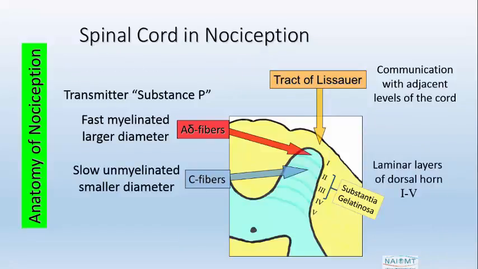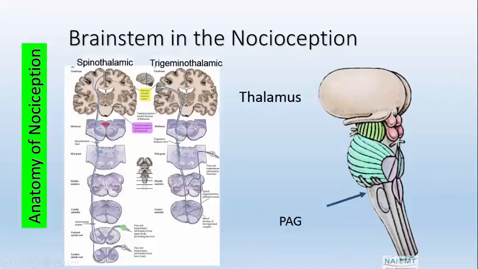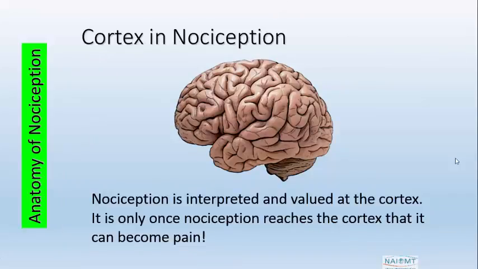The spinal cord is where the peripheral nerves end, coming in the tract of Lissauer, and then in the case of the A delta fibers, in the first lamina, or in the C fibers in the substantia gelatinosa, which is the second and third lamina of the dorsal horn. Once transmitted to the dorsal horn, that pain information is relayed up into the brainstem. Key areas of interest in this region are the periaqueductal gray and the thalamus. The spinothalamic tract is the primary pain pathway, and for the head, the trigeminothalamic tract. The cortex is where the nociceptive information is interpreted and valued. That's when a nociceptive stimulus can become pain.